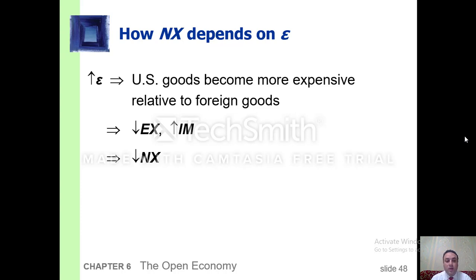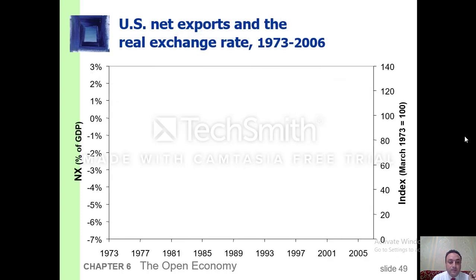Because who will buy an expensive good? That makes the imports increase. So you import more cheap goods, and you cannot export more. Which country will buy an expensive good from you relative to the foreign goods? So in this case, the net exports, which is the difference between the exports and imports, will decrease.